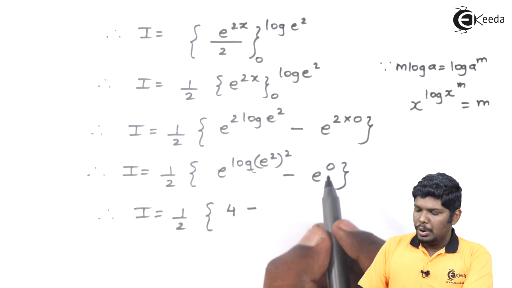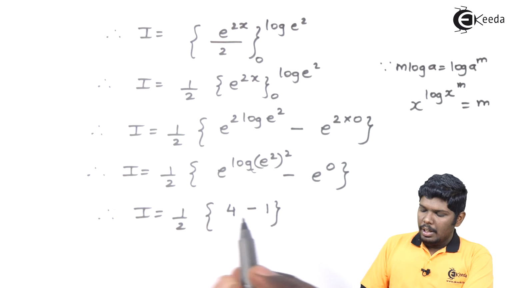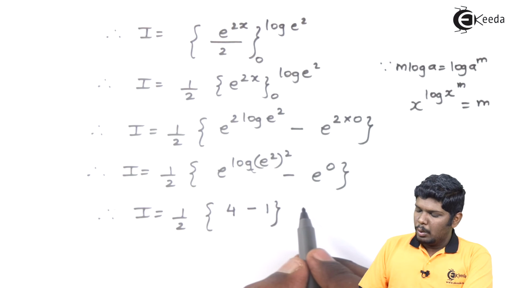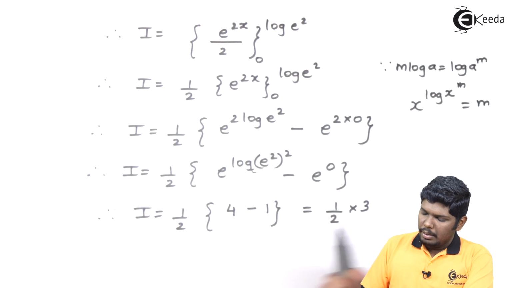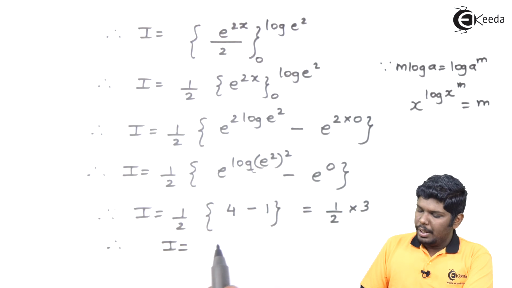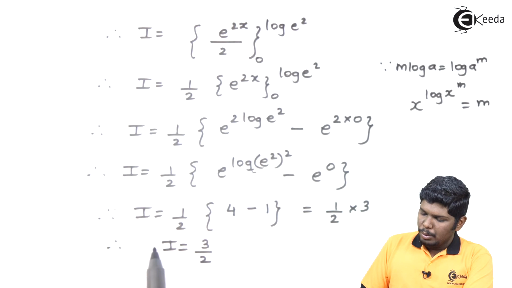Minus anything raised to 0 will give you 1 only. Now, 4 minus 1 is equal to 3. Therefore, this will give you 1 by 2 into 3. Therefore, I will be equal to 1 by 2 into 3 will give you 3 upon 2. This is our final answer.